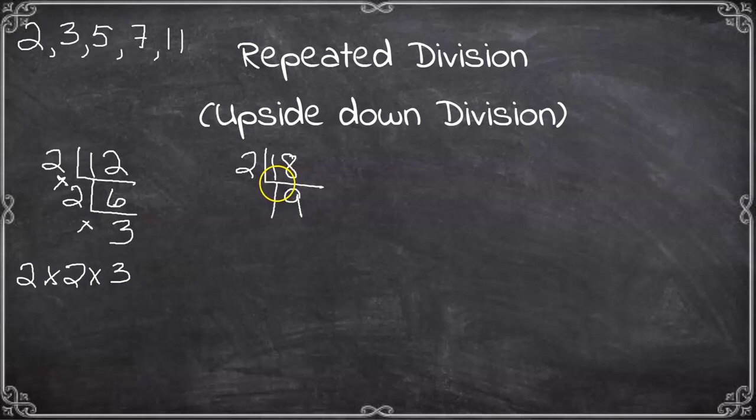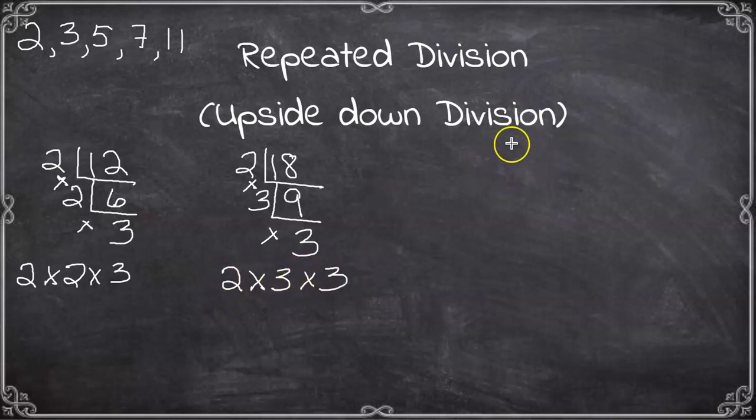3 will divide into 9. So let's draw another upside down division. Divide by 3. 9 divided by 3 is 3. 3 is a prime number. So I'm finished with my prime factorization. My prime factorization for 18 is 2 times 3 times 3.